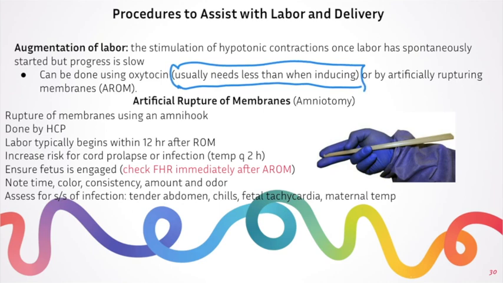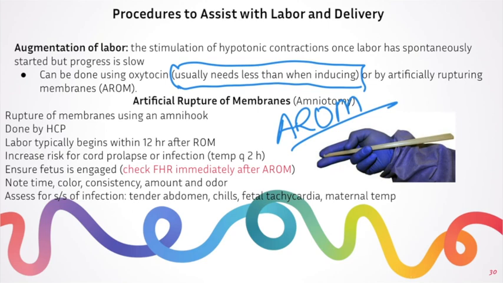All right, let's talk about an AROM, artificial rupture of membranes. You'll see we shorten it as AROM as opposed to spontaneous, which is just SROM. Okay, so we use something called an AmniHook, and you will get to see this in clinical orientation. And what we do is we assist this procedure by gathering the equipment and by helping the patient get into the right position.